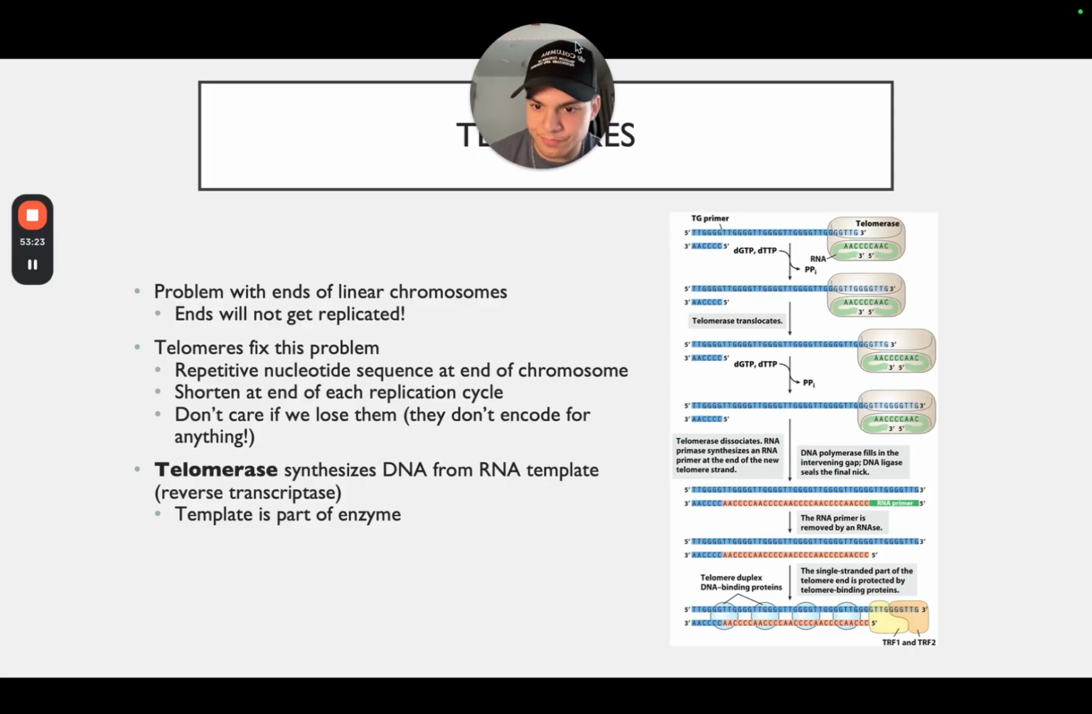So telomerase is the enzyme that keeps the telomere caps as long as possible. Telomerase synthesizes DNA from an RNA template, and it's called a reverse transcriptase, and the template is part of the enzyme. As you can see here, we have telomerase with an RNA template, and it's going to act as a reverse transcriptase, elongating the DNA sequence, and then it inserts an RNA primer. DNA polymerase fills in the intervening gap, and DNA ligase seals the final nick. As you can see here, we have the RNA primer, DNA polymerase makes the strand elongate, and then from there we have DNA ligase forming.